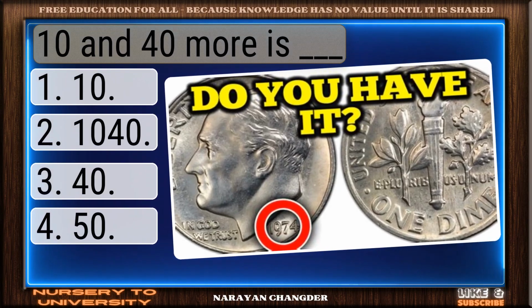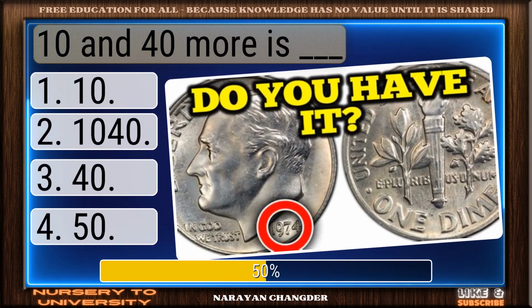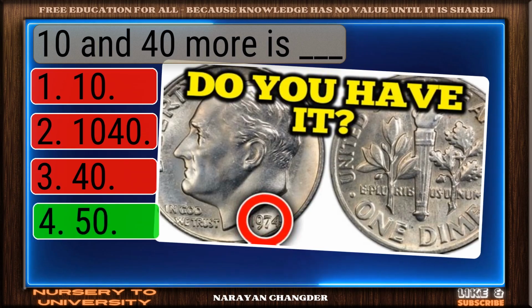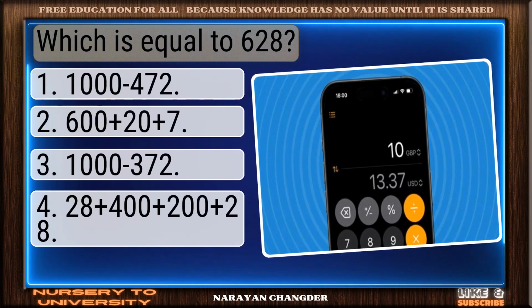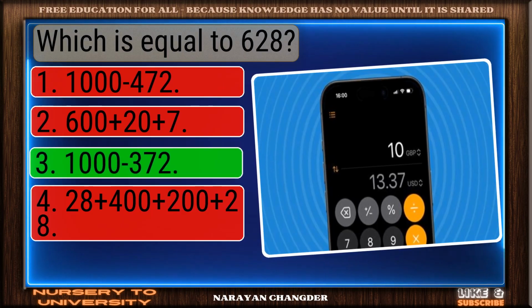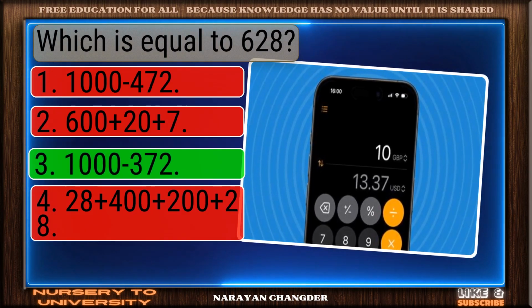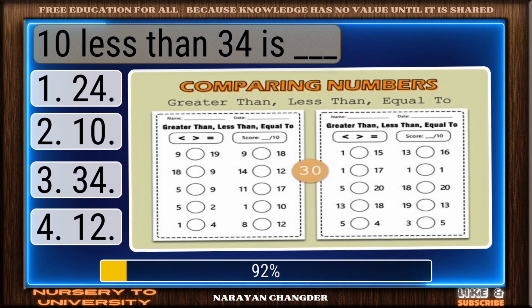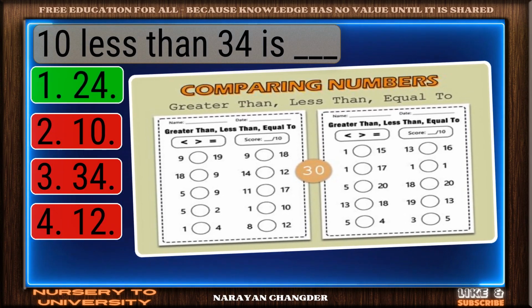10 and 40 more is dash. Sharp thinking. 50 is the right choice. Which is equal to 628? 1,372 is a solid answer. 10 less than 34 is dash. Valid point. 24 is true.